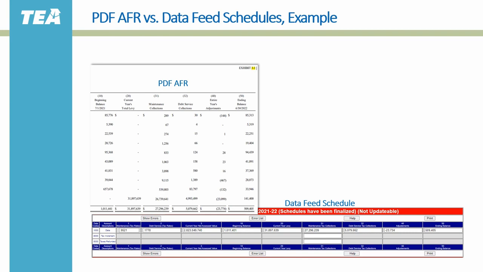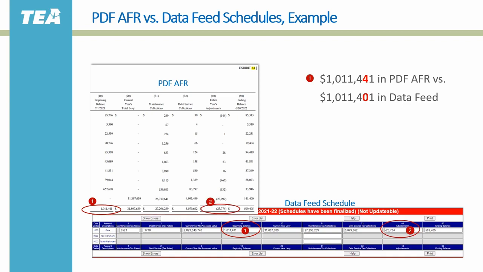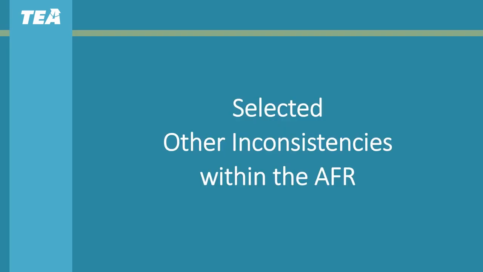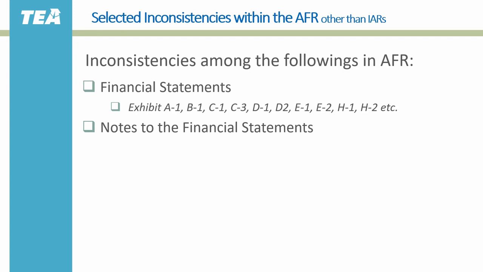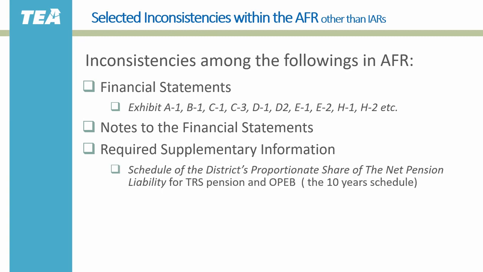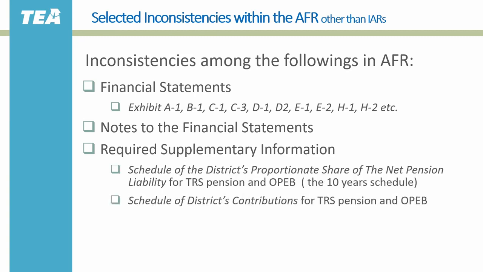Symbols 1 and 2 show that the inputs in the data fee schedule were off by $40, compared to the amount reported in the PDF AFR. We also noticed some inconsistencies within different parts of the AFR. The inconsistencies can be seen in different parts of the AFR, such as financial statements, notes to financial statements, required supplementary information like the 10-year schedule for pension and OPEB, and Schedule J1.